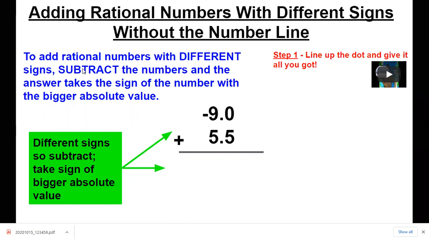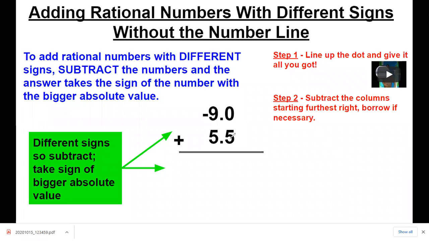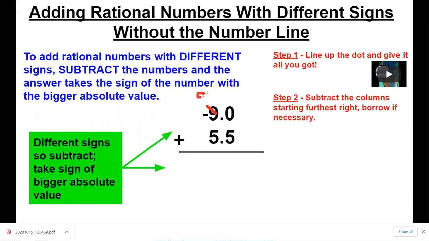So our next step then is going to be subtract the columns starting furthest right, borrow if necessary. I'm going to do it first with my computer. You can't take a 5 from a 0, so you have to borrow from the 9, make it an 8. And then you're going to bring the 1 over and make that a 10. 10 minus 5 is 5. 8 minus 5 is 3. Don't forget to line up the dot. There it is. It's going to take the negative sign because negative 9 is bigger than 5.5.